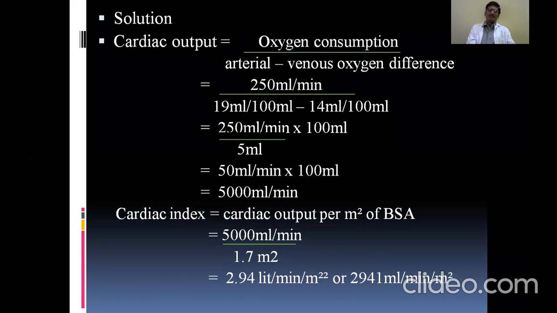There are other methods instead of oxygen consumption. You can use the carbon dioxide evolved per minute or expired out, or you can use thermodilution, wherein we use cold saline, or the indicator dilution method or dye dilution method. And other methods, as I said, are the electromagnetic flow meter, ballistocardiography or echocardiography, by which cardiac output can also be measured.